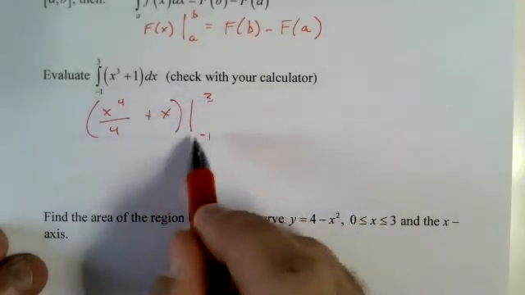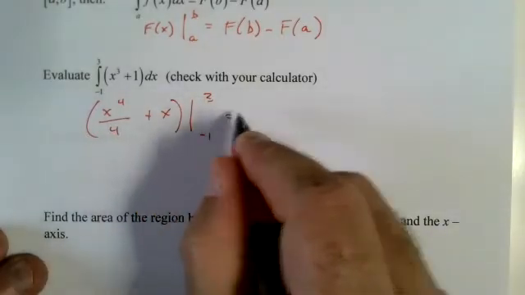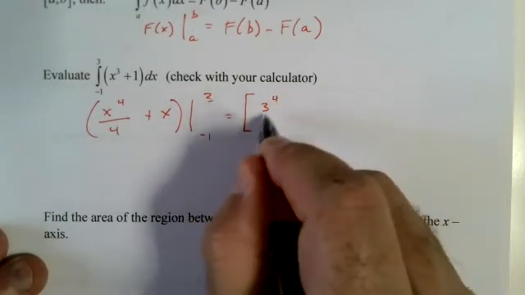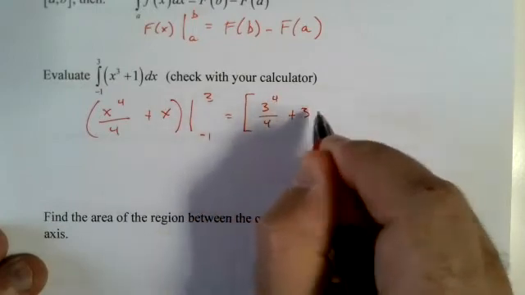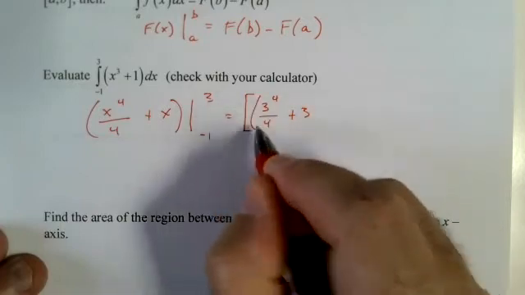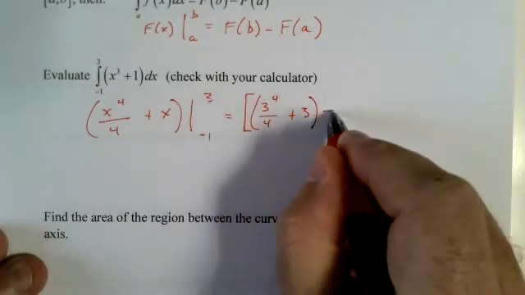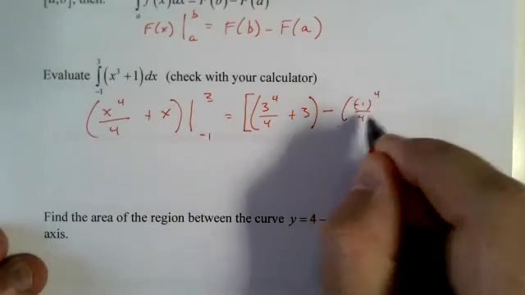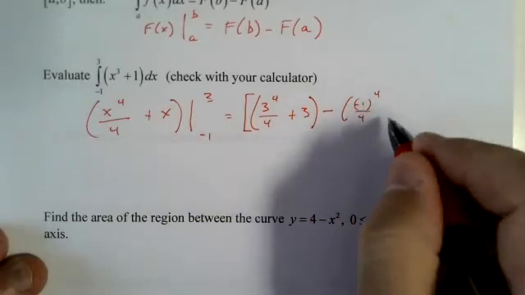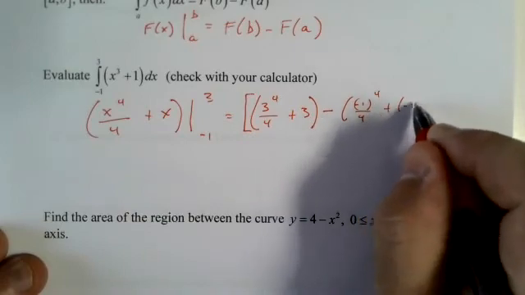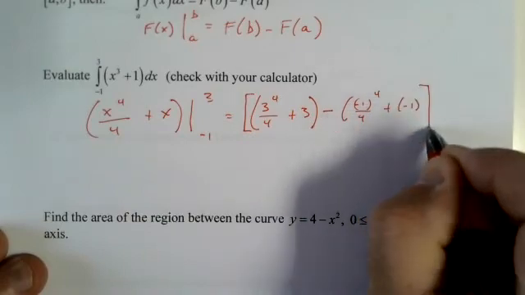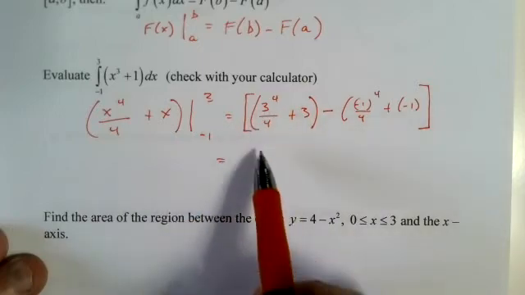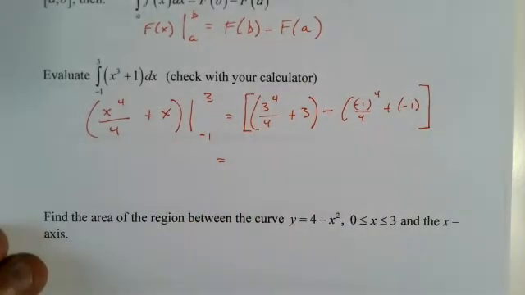A lot of times we get to ignore the bottom. This is not one of those times. I do the brackety thing. 3 to the 4th over 4 plus 3 minus negative 1, parentheses around that, to the 4th over 4, always parentheses around your negatives, plus negative 1 equals 81/4 plus 3.